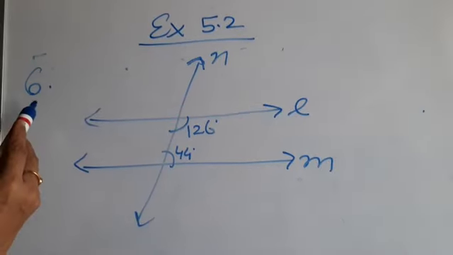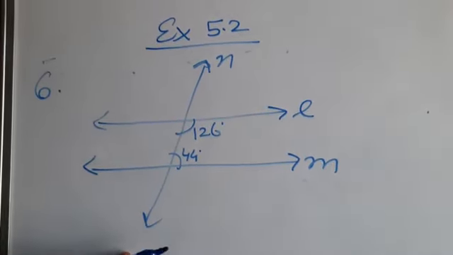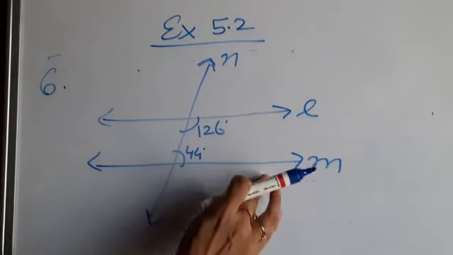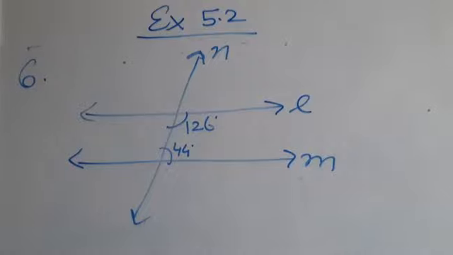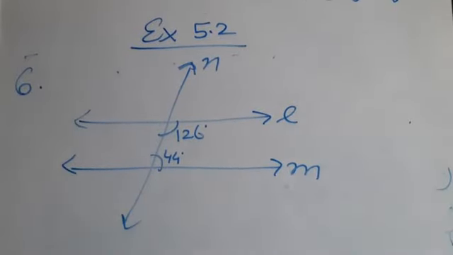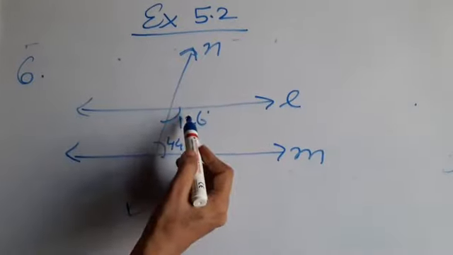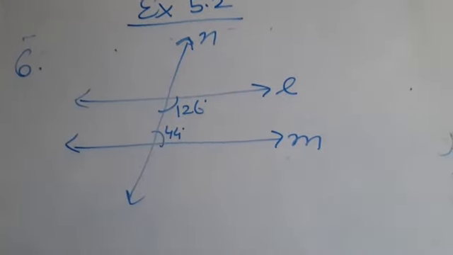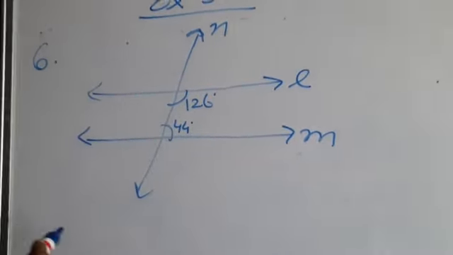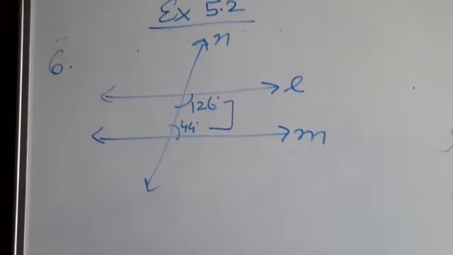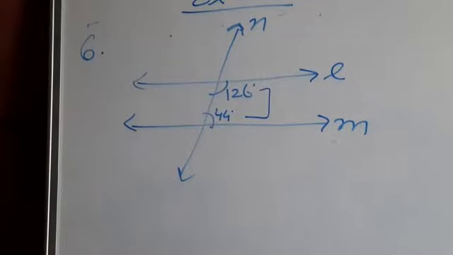Come to question number 6. In this figure, we have to decide whether L is parallel to M. We have to check here whether these two lines are parallel or not. For checking, we observe that both co-interior angles are given here. And the rule is, if the sum of co-interior angles is supplementary, then the lines are parallel.